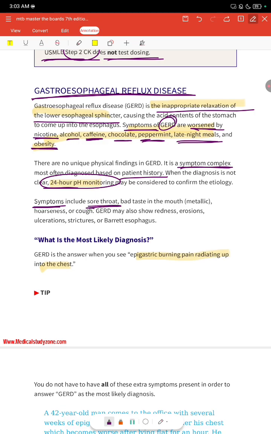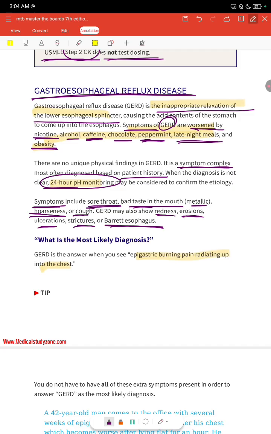Symptoms include sore throat, bad taste in the mouth, kind of metallic taste, hoarseness in the voice or cough. GERD may also show redness, erosions, ulcerations, or strictures of the esophagus if it persists for a longer period of time.